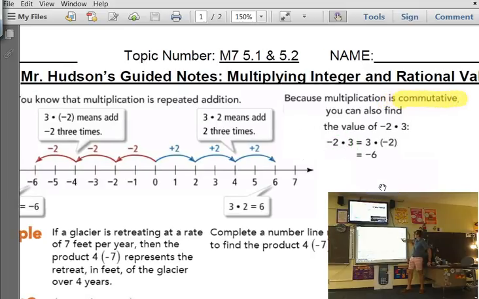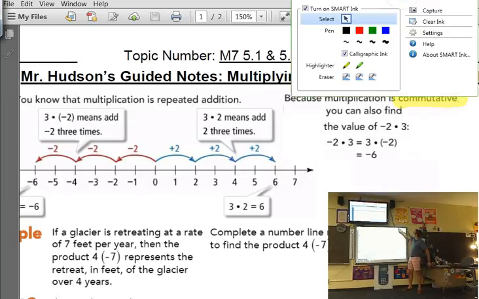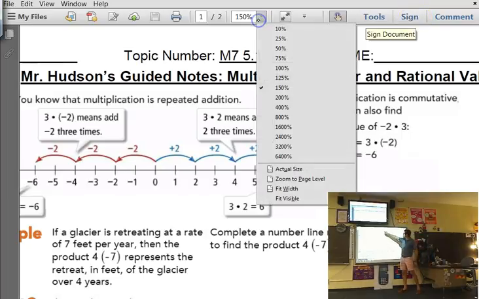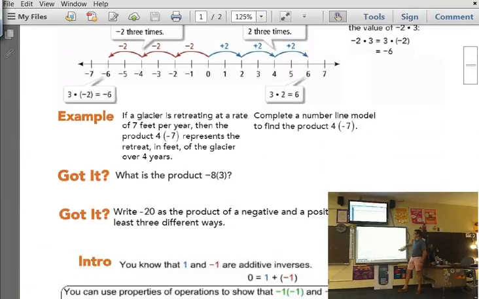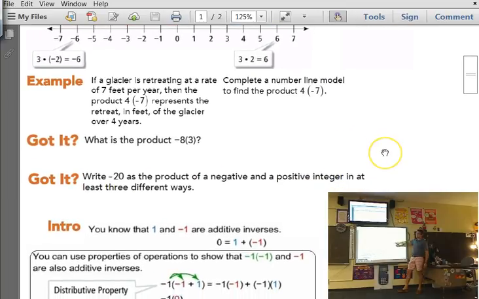Multiplication is just repeated addition. It is commutative. It is like our best friend. And you can do that with any multiplication, negative, positive. It doesn't matter what the signs are. I can change the order however I want.